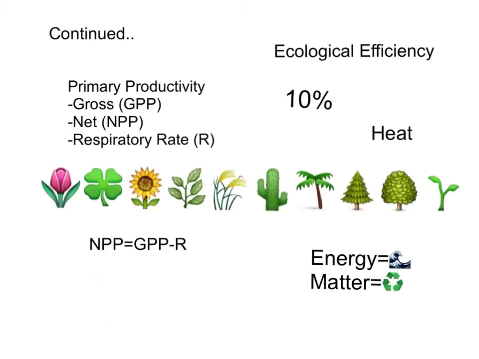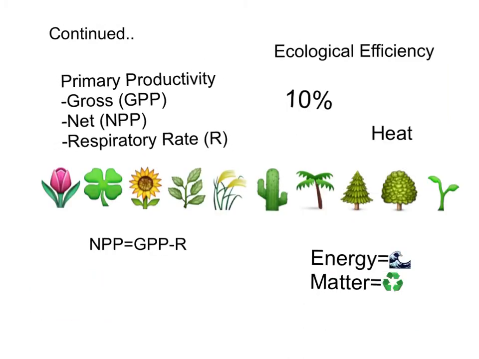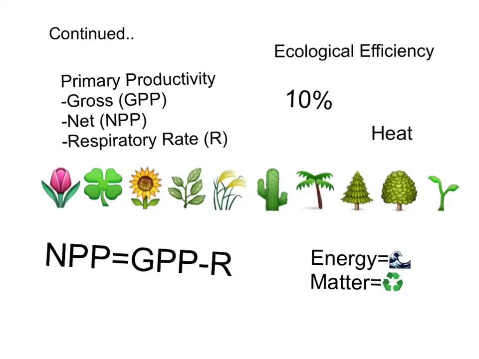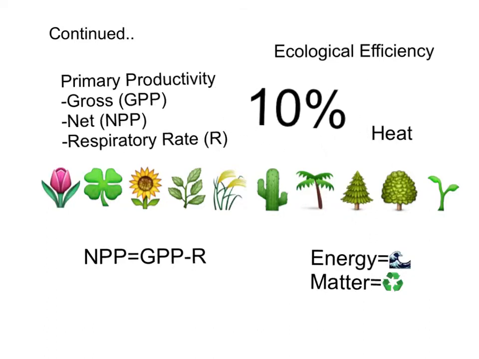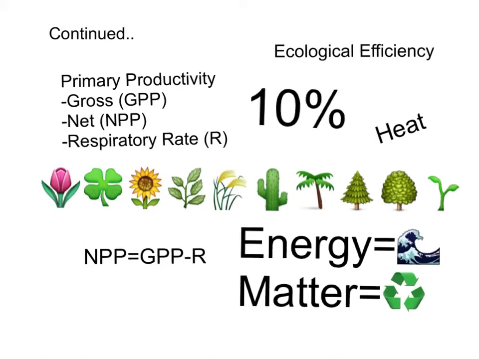Primary productivity is the amount of organic matter produced through photosynthetic activity per unit of time. The components include gross primary productivity, net primary productivity, and respiratory rate. Here's the equation. The efficiency of energy transfer from one trophic level to the next is 10%. The rest is lost as heat. Remember that energy flows and matter recycles.